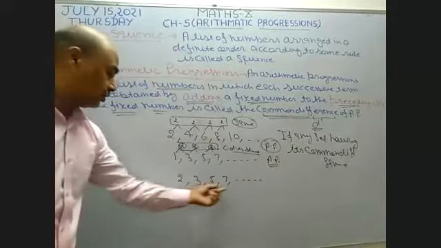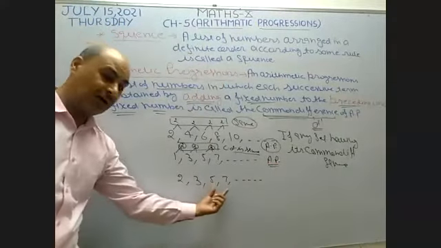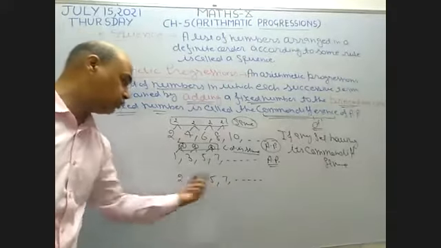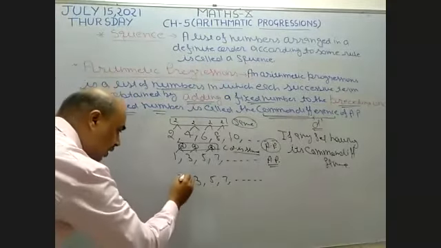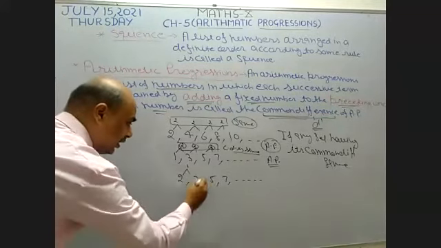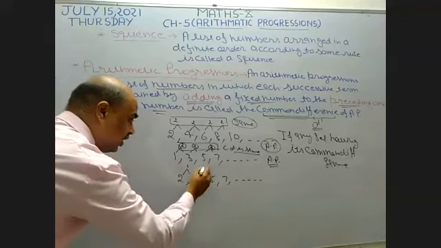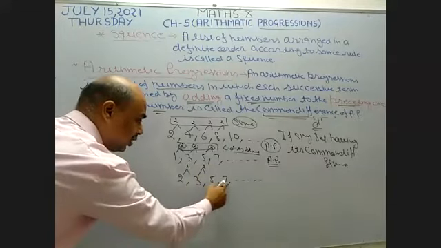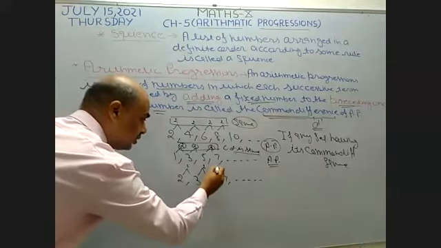Now I want to check this one. This is the sequence of prime numbers. I want to check the difference between its terms. What is the difference between the first two numbers? 3 minus 2 is 1. What is the difference between these two numbers? 5 minus 3 is 2. 7 minus 5 is 2.